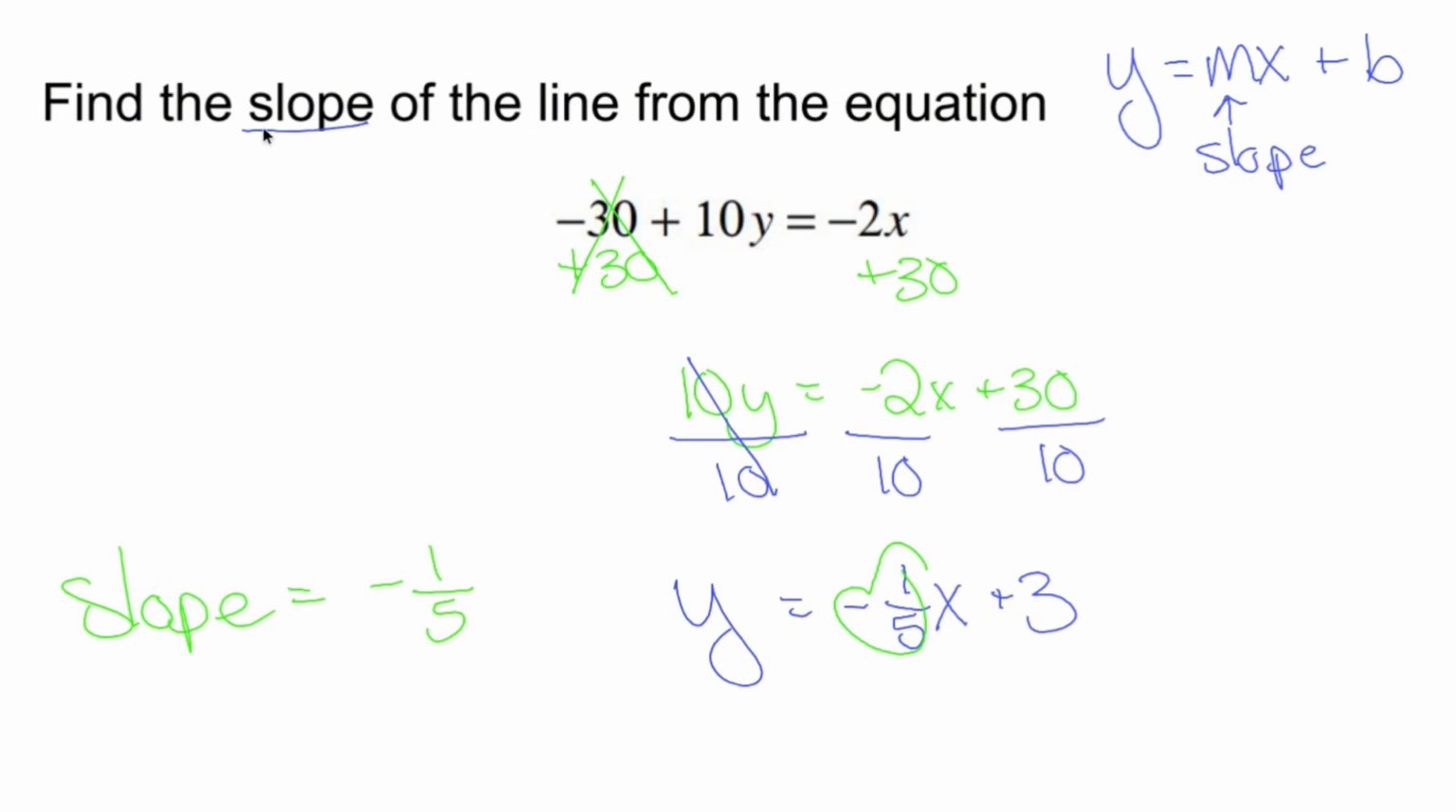Now, if I asked you to find the y-intercept, there it is. It's 3. It's the number floating around when y is all by itself. But I didn't ask you to do that here. I just asked for slope, and slope is -1 over 5.